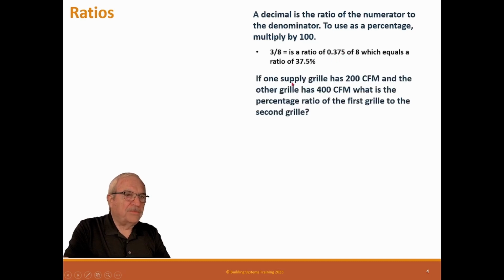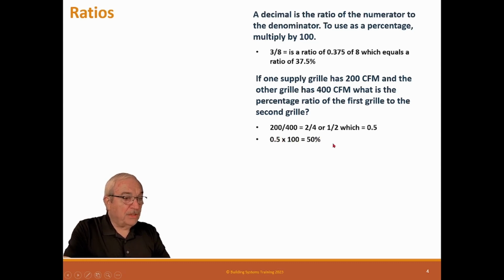So let's say a supply grill has 200 CFM, and the other supply grill in the room has 400 CFM. So what is the percentage ratio of the first grill to the second grill? Well, it's 200 divided by 400 equals 2/4. We can reduce that, or you reduce it further, it's 1/2, which equals 0.5. If you divide 1 by 2, it gets 0.5. Multiply that by 100, you get 50%. So we know that grill 1 is flowing 50% of grill 2. That's easy to do when they're nice, easy numbers. It gets a little more cumbersome if you're doing more.